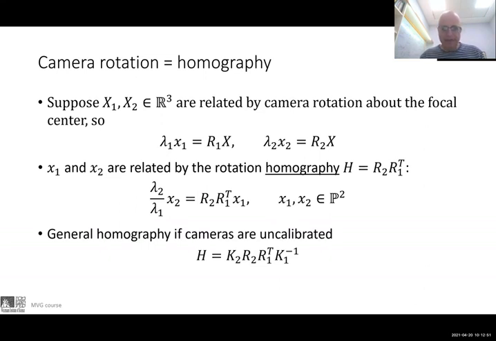If the cameras are uncalibrated, you should multiply the homography from the right and the left by K1 inverse and K2. So in these equations, the first ones, you write K1 R1, K2 R2, and do the same procedure to get H. Then H will be general, not just a rotation homography, but a general homography.